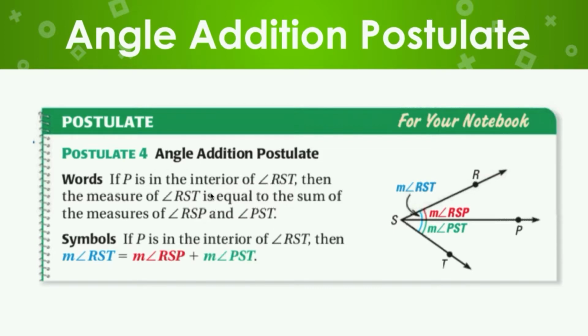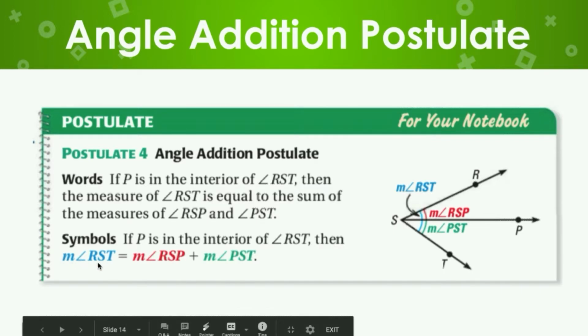Now, how do we say this in symbols? Well, in symbols, you could write it as, if P, this refers to point P, uppercase P, is in the interior of angle RST, then the measure of angle RST is equal to the measure of angle RSP plus angle PST. Now here is the visual, but let's actually do it together. Let's put it together and make this postulate come to life.